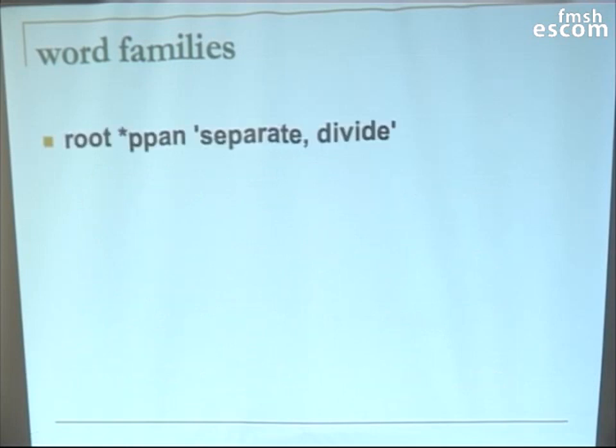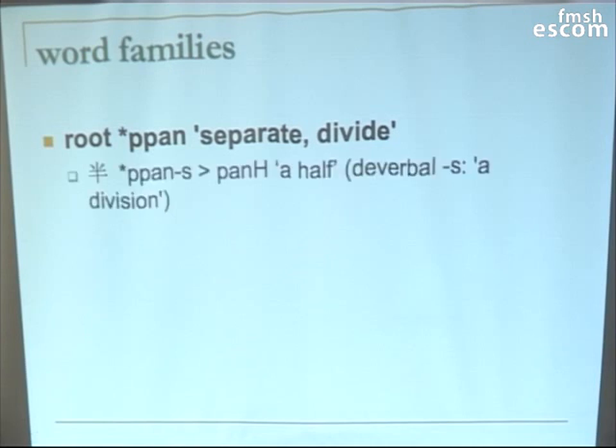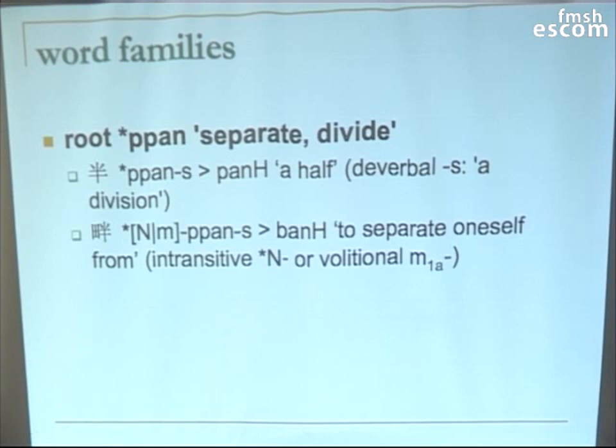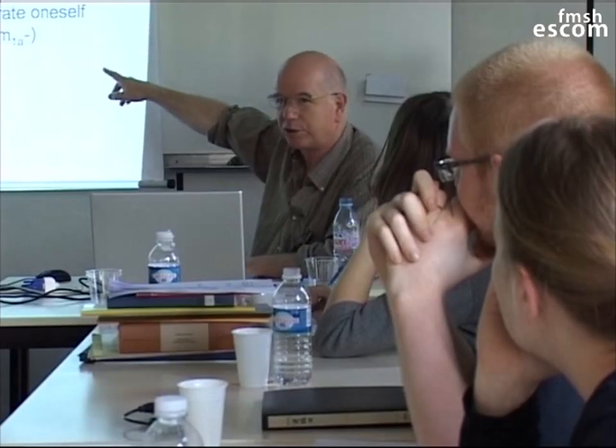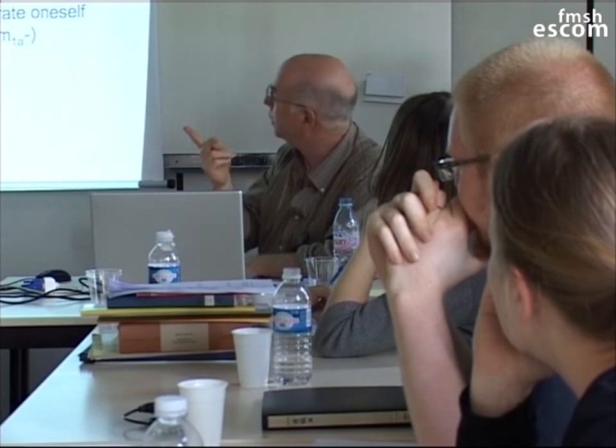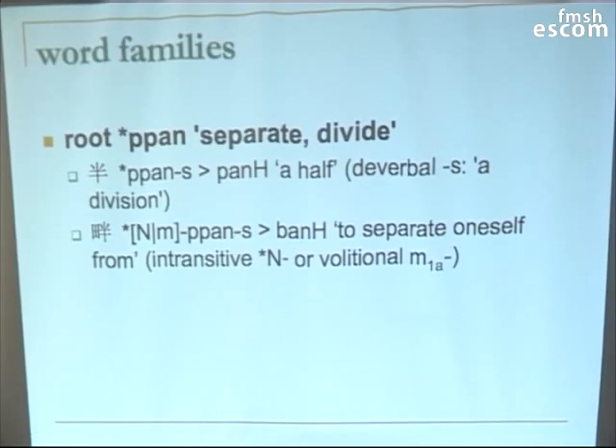Other word family, we suppose there is a root pan, to separate, to divide. This is a noun derived from the root by means of the S suffix. So this one has a nasal prefix that voiced the root, and we are not sure whether it was capital N or M, because some of the meanings are compatible with intransitive, others with volitional. It's possible that the two were there, and they were written by the same character.